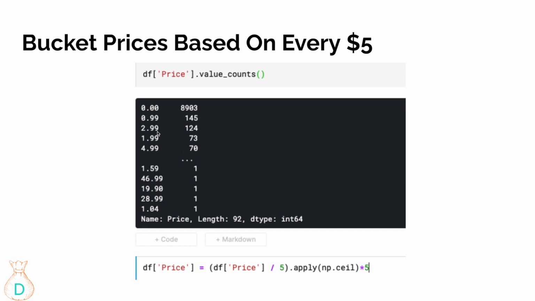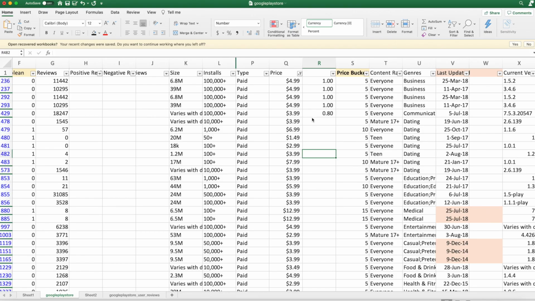You might want to start bucketing these into every $5, because if you look at every single price point, it might be too granular for your analysis. If you want to bucket it, there is a faster way to do that, and I'll show you in Excel. If we want to bucket the price into every $5, what we need to do is first divide the price by 5.